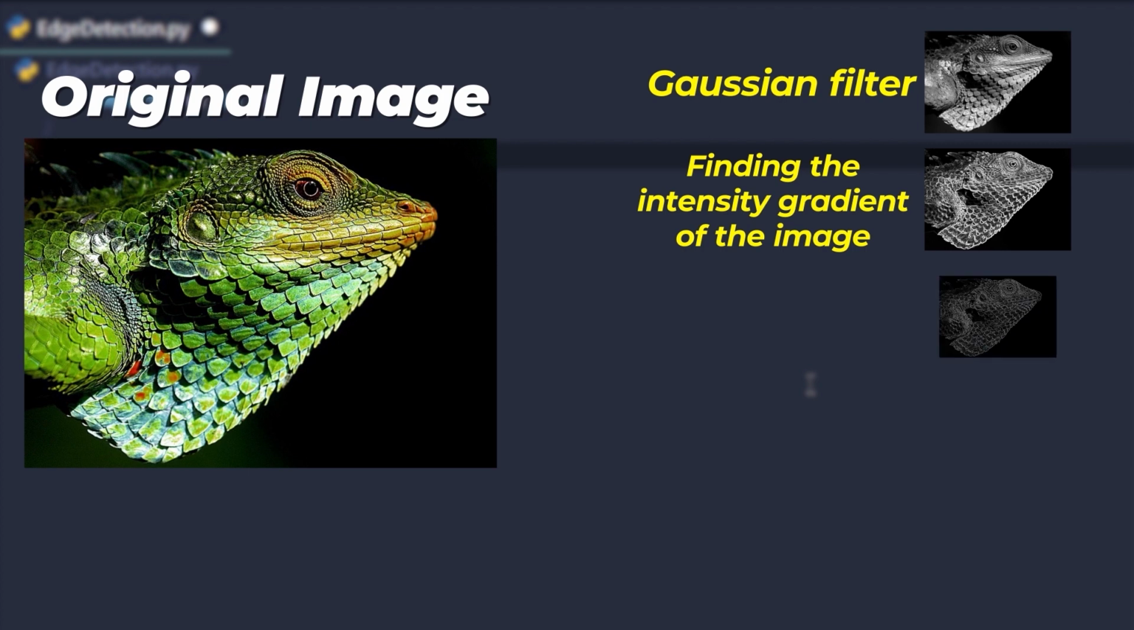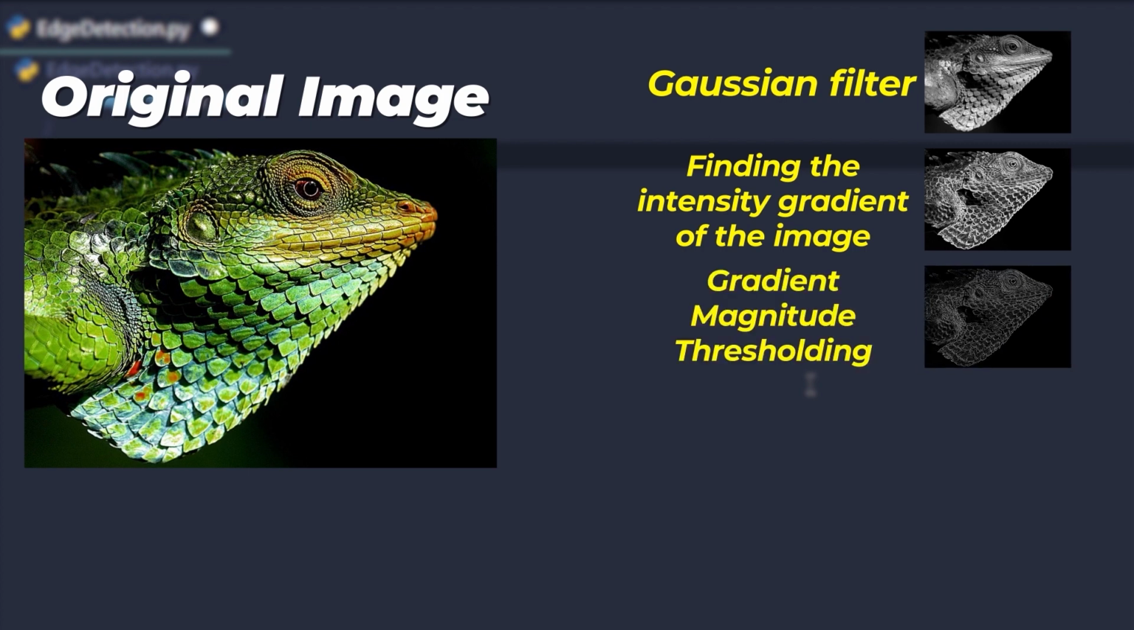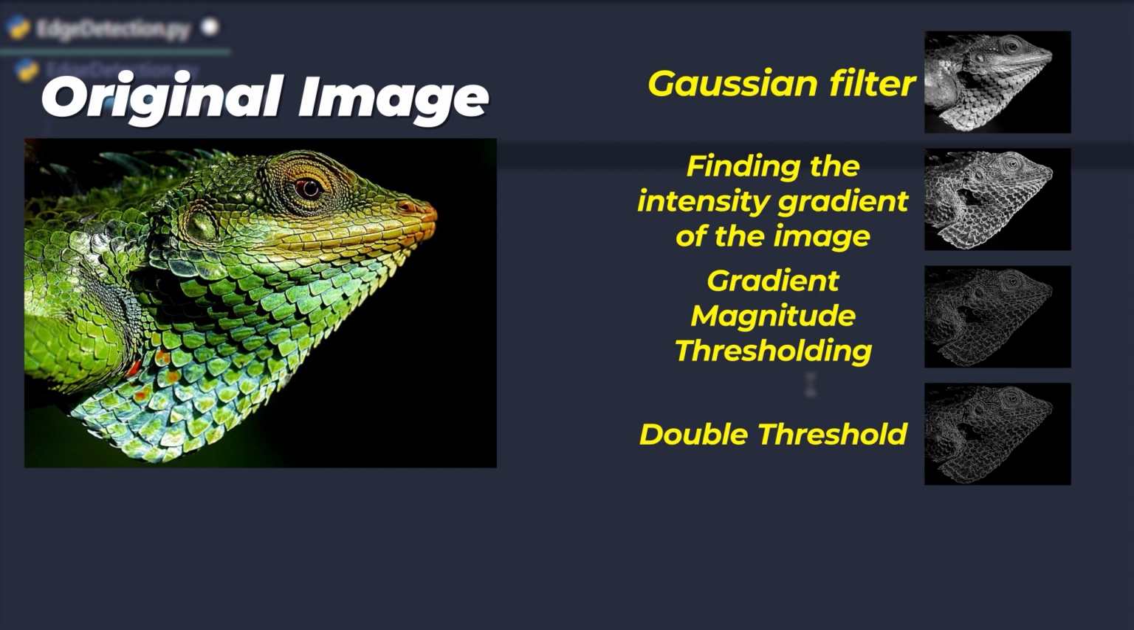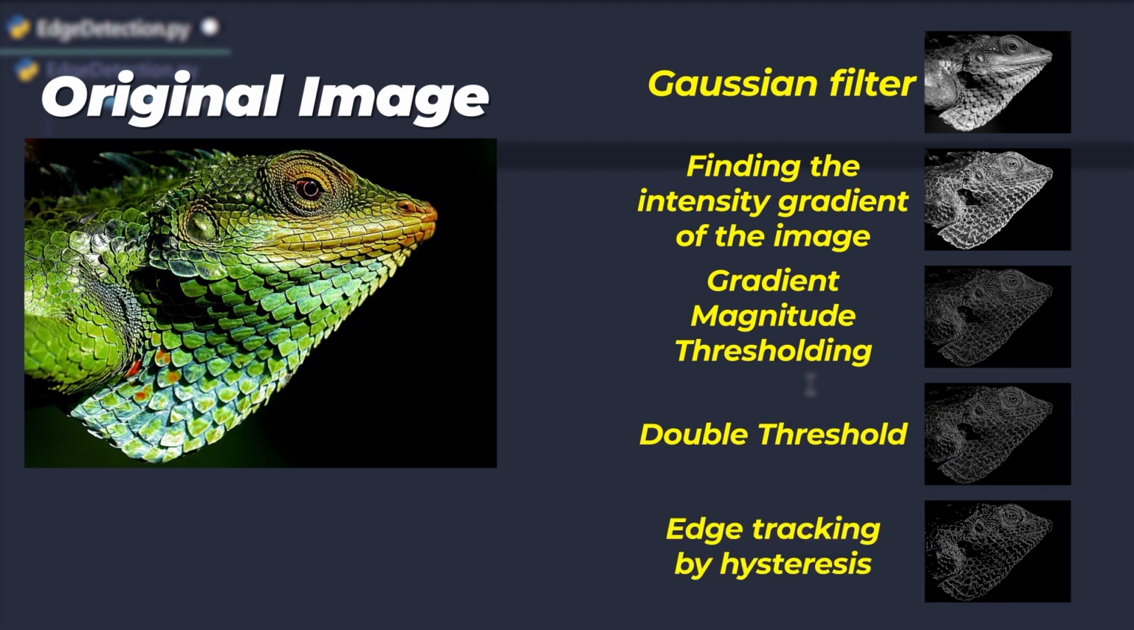And then for the third step inside this canny function is the gradient magnitude thresholding, which is also known as the lower bound cutoff suppression. After that, the fourth step is again double thresholding, and at the very end we have edge tracking by hysteresis. So those are the 5 steps that are performed in the canny function, and each individual step is an advanced level step in this function.